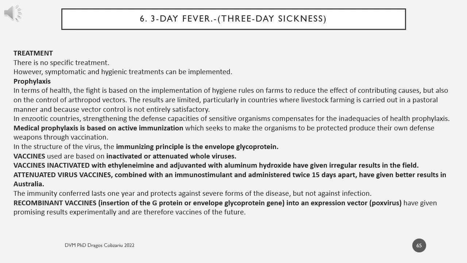Vaccines inactivated with ethylenimine and adjuvanted with aluminum hydroxide have given irregular results in the field. Attenuated virus vaccines, combined with an immunostimulant and administered twice 15 days apart, have given better results in Australia. The immunity conferred lasts 1 year and protects against severe forms of the disease, but not against infection. Recombinant vaccines, insertion of the G protein or envelope glycoprotein gene into an expression vector, poxvirus, have given promising results experimentally and are therefore vaccines of the future.